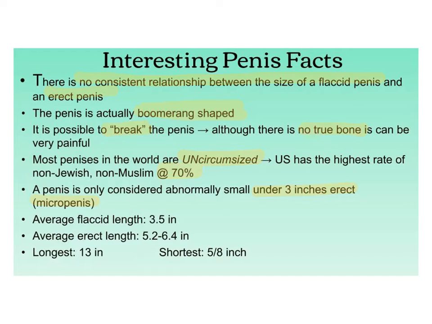The average flaccid length, because I always get this question, is, well, what's the average size of a penis? About 3.5 inches. And the average erect length is anywhere between 5.2 and 6.2 inches. The record, however, is 13 inches. That's 1 inch longer than a standard ruler. And the shortest is 5/8 of an inch.